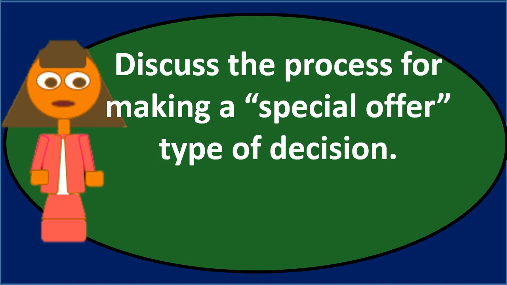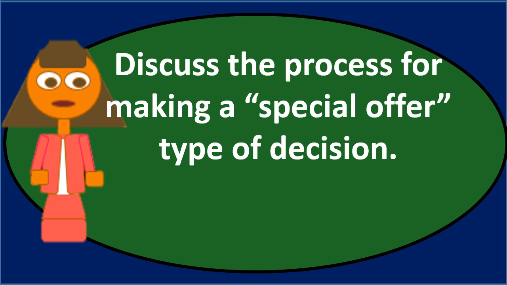In this discussion, we will discuss the question: discuss the process for making a special offer type of decision. When we see a discussion question or essay question such as this, our goal typically is to expand on the discussion or the answer as much as time will allow, it then being more likely that we touch on that information being looked for within an essay question, or being able to contribute new information to a discussion, that being the goal for a discussion question.